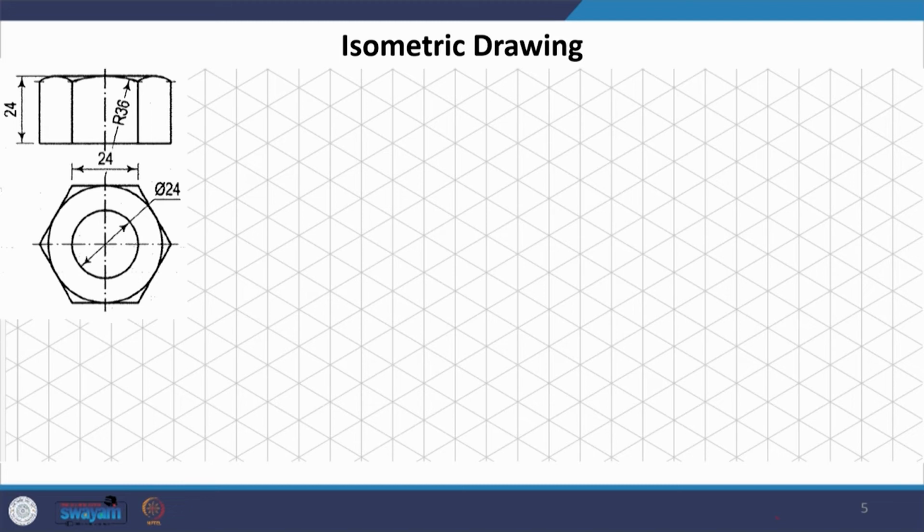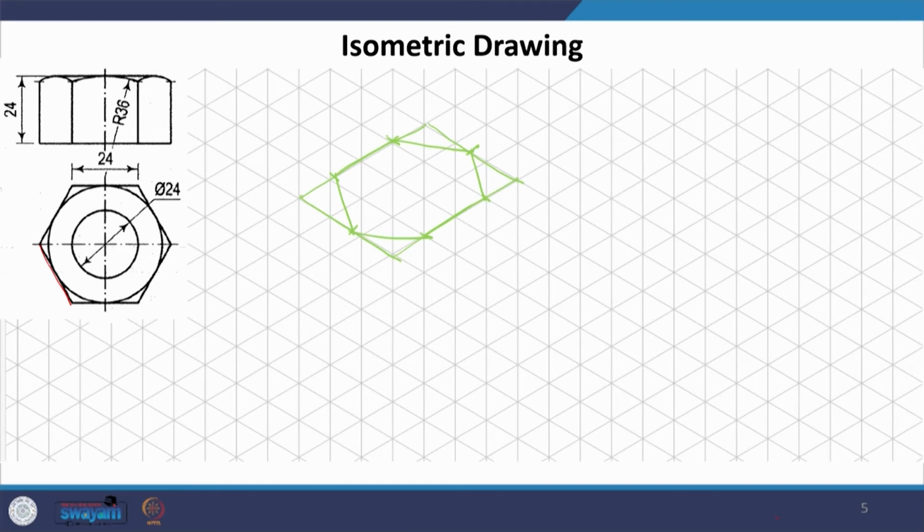Now, this is a nut, as you can see. There is a hollow circle at the top, circular cylinder, and in the bottom you can see that this is a hexagon. And then towards the top, this flat surface has a slight curve. So, what we are going to draw here is, we are going to first draw the hexagon. We know how we draw hexagons. So, very simply we have drawn the hexagon, this is for the top one.